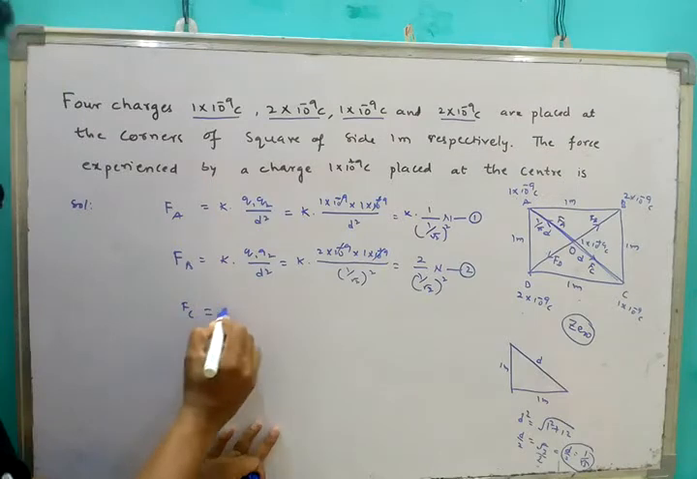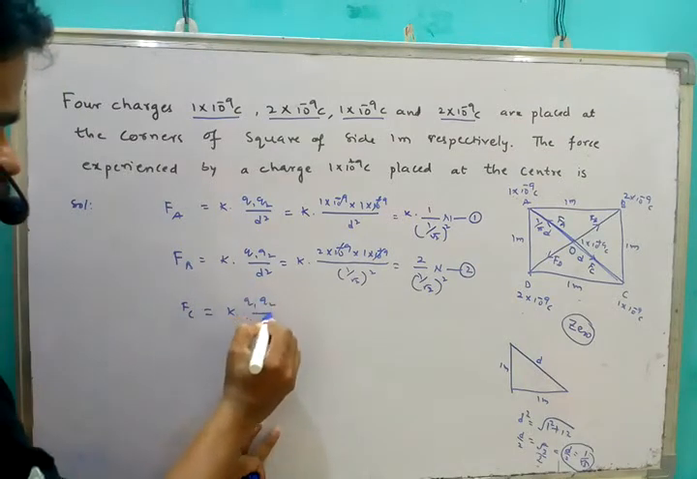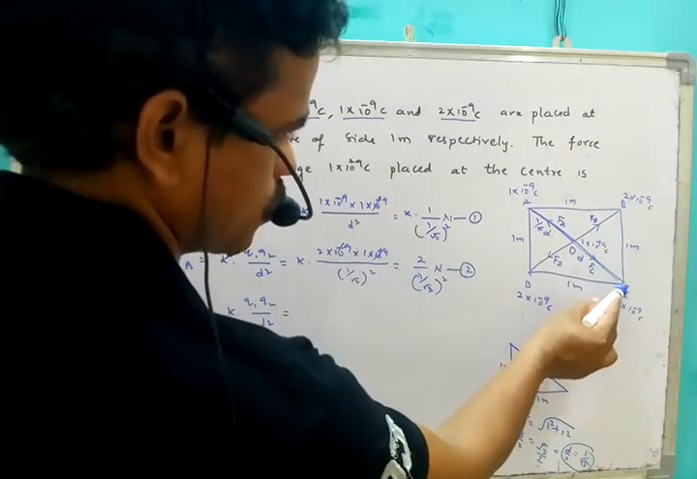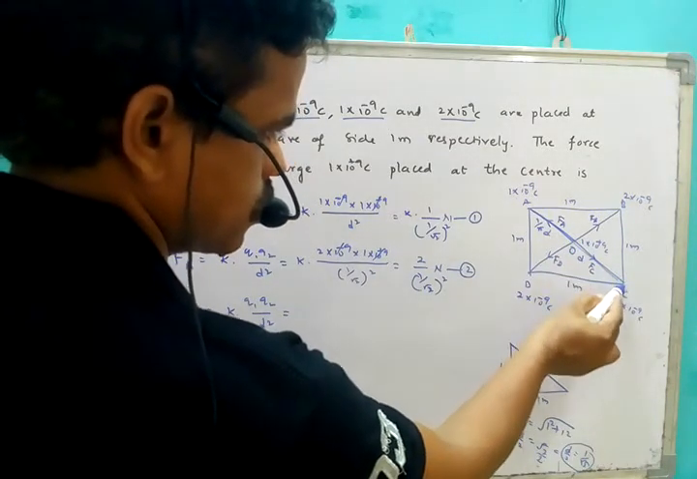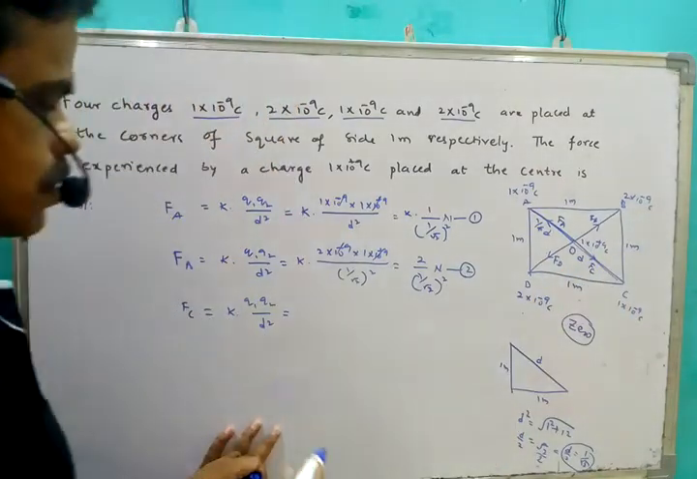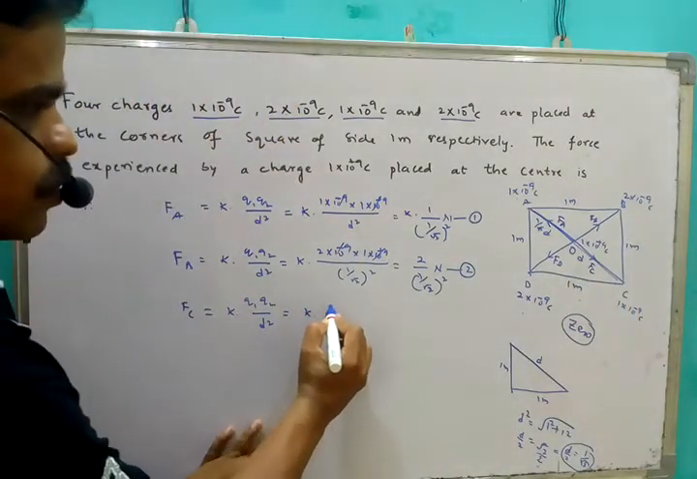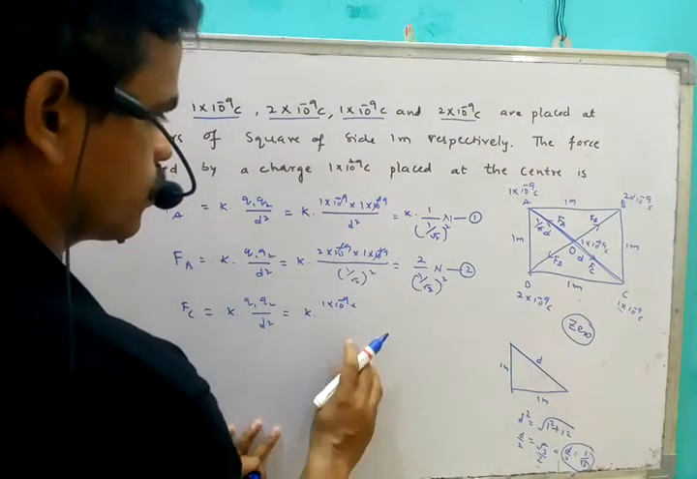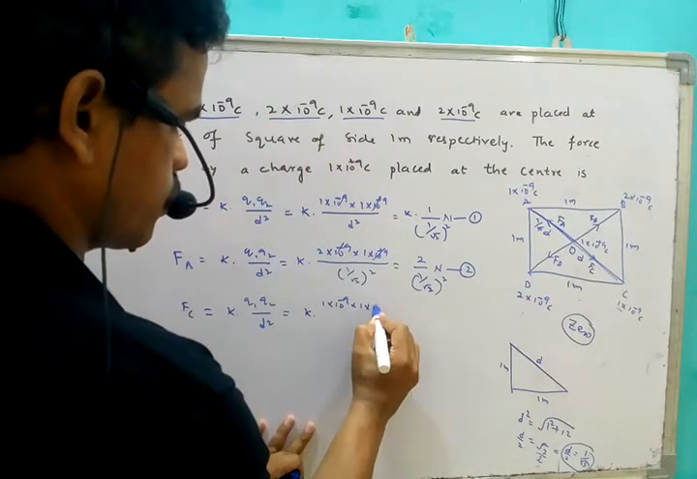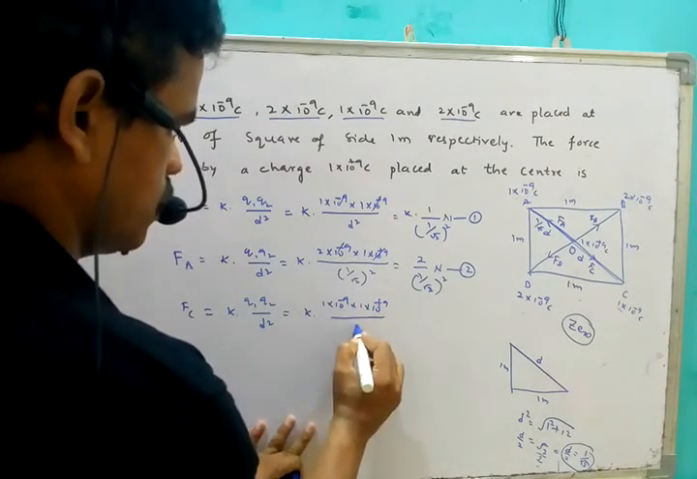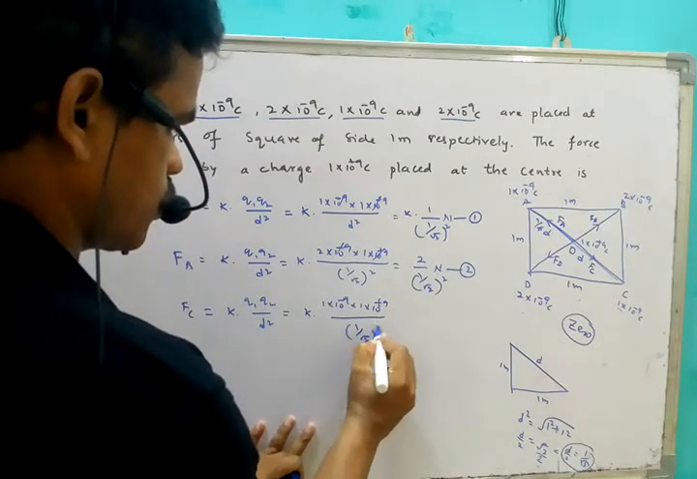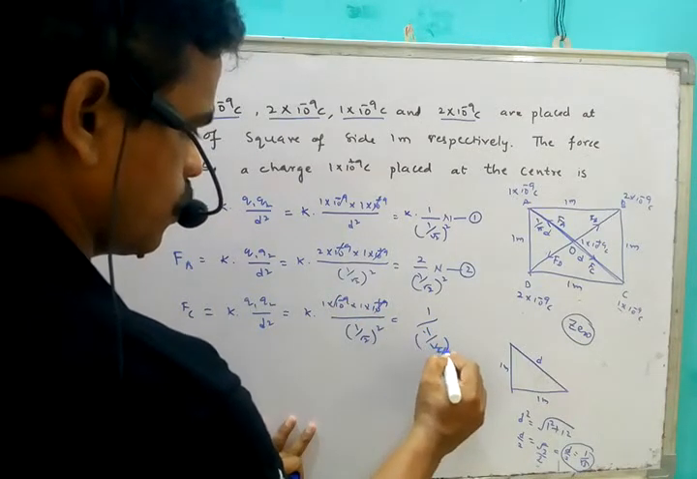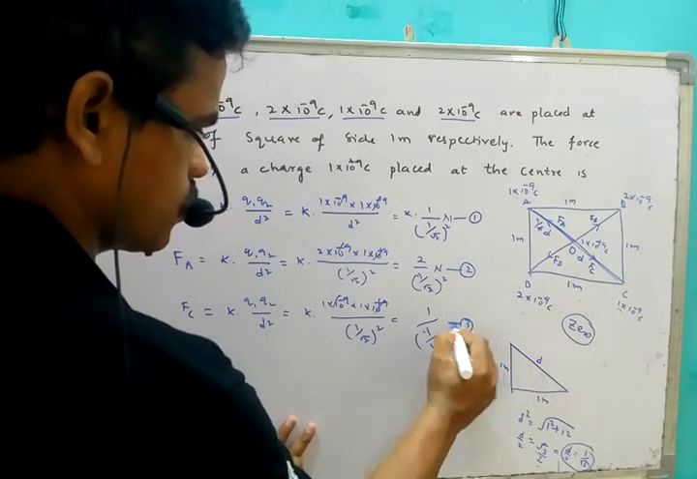Go for FC. Here K into Q1 Q2 by D square. See, this is also a repulsive force. The force on the charge at the center due to the charge at the corner C is equal to K into the corner charge 1 into 10 power minus 9, the center charge 1 into 10 power plus 9, by D square, 1 by root 2 whole square. So we cancel, 1 by root 2 whole square. That is Newton.